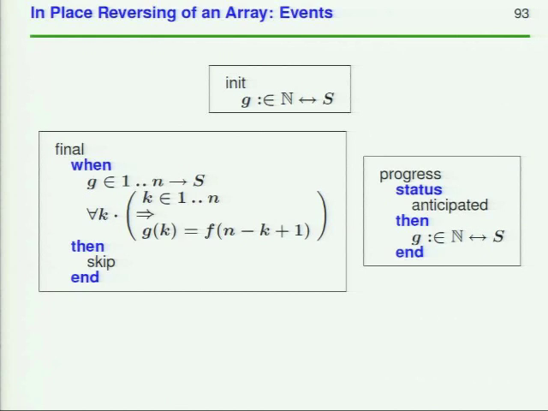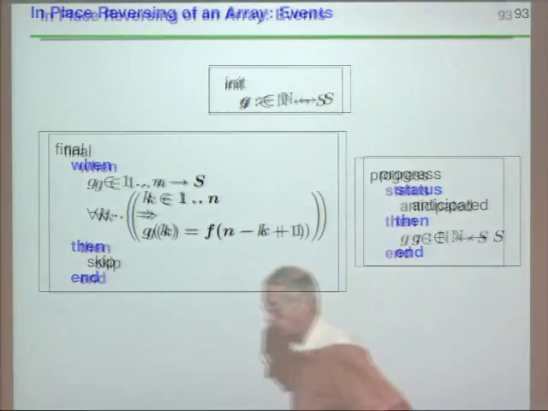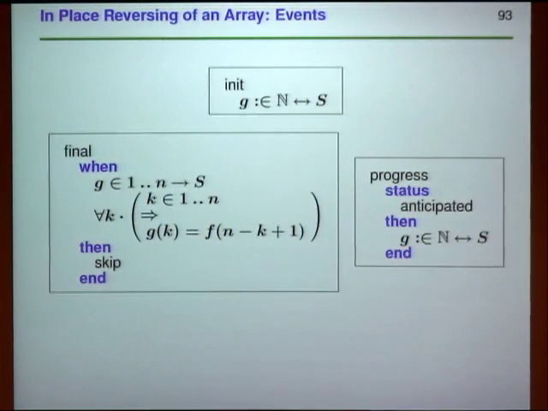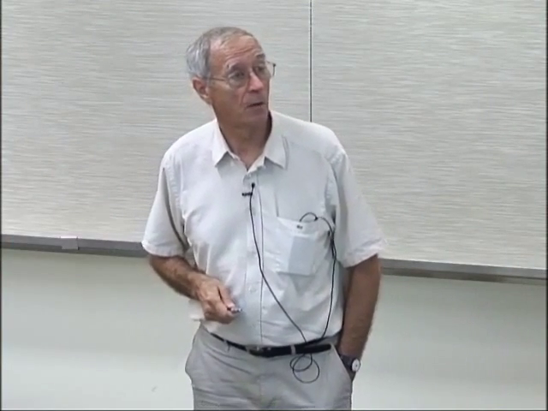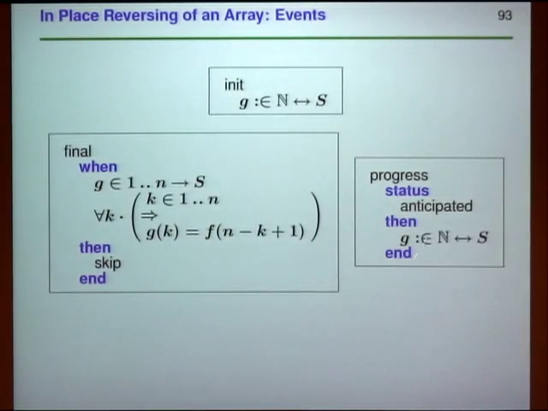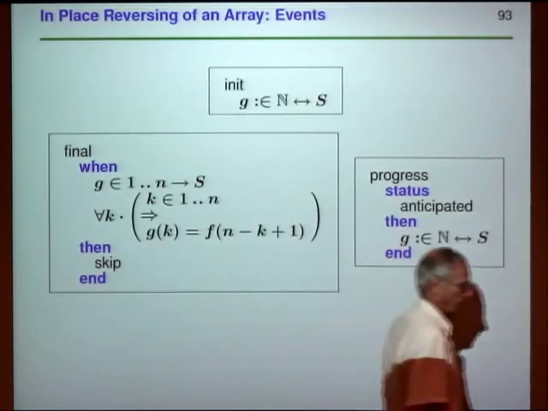So final here is the precondition. For all k, k is in 1..n, j of k is f of n minus k plus 1. And we have the usual anticipated, and the final has got skip.